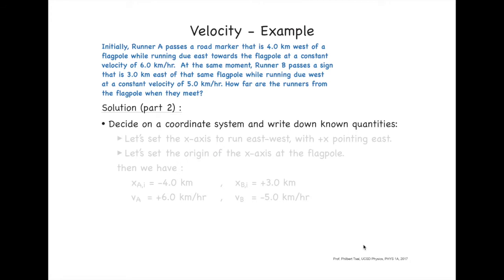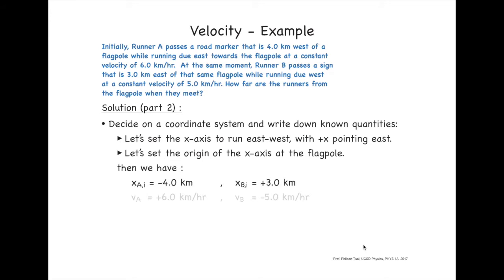Okay, so we've decided on a coordinate system. We've written down all our known quantities. I'm going to set the x-axis to run east-west and have x pointing to the east. We set the origin at the flagpole. We then write down the quantities that we've said out loud at this point.